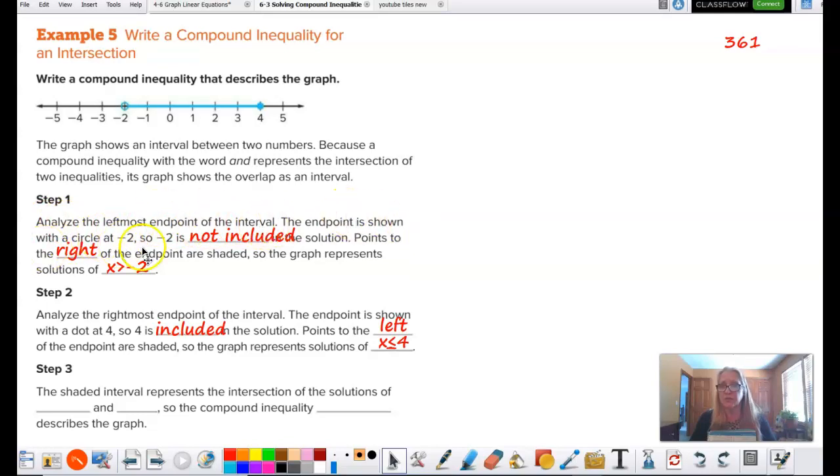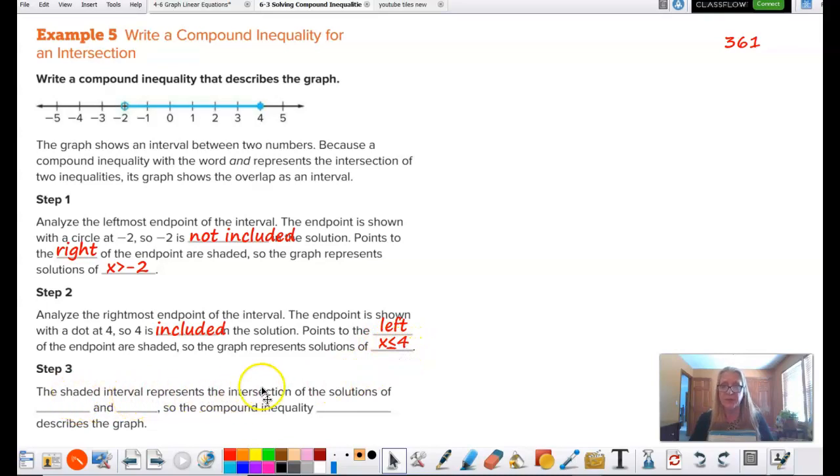The endpoint is shown with a circle at -2, so -2 is not included in the solution. Points to the right of the endpoint are shaded, so the graph represents solutions of x is greater than -2. Okay. Analyze the rightmost endpoint. That's this one here. So we see that it's a solid dot, so we know 4 is included, and the unknown variable is values that would be less than 4, but also including 4. So points to the left of the endpoint are shaded, so the graph represents the solutions of x is less than or equal to 4.